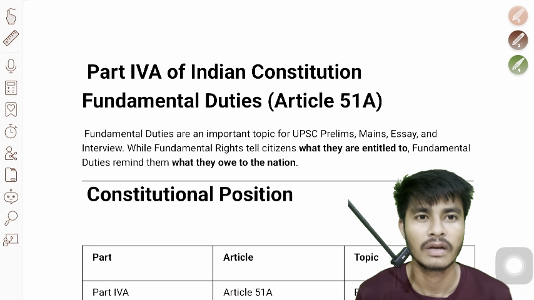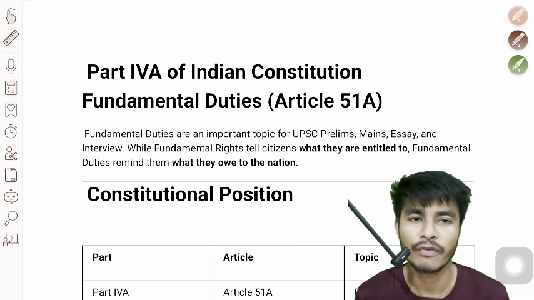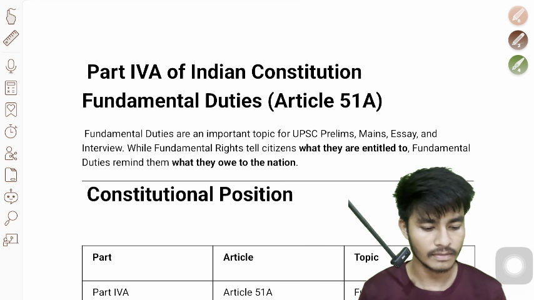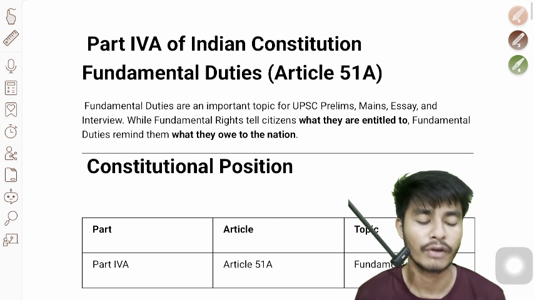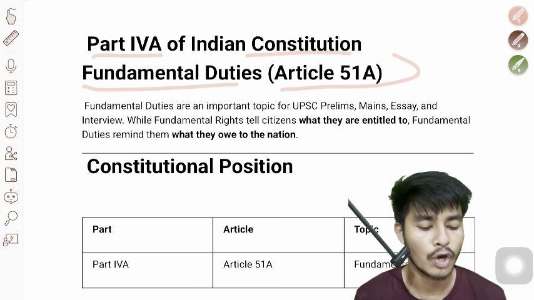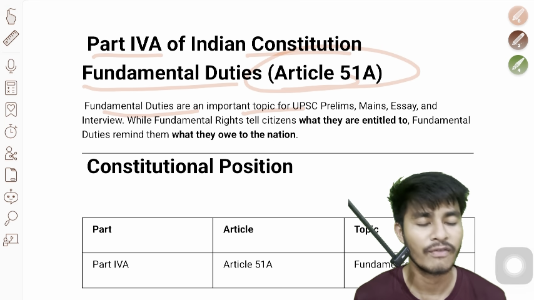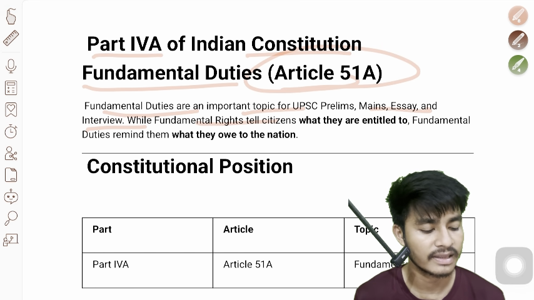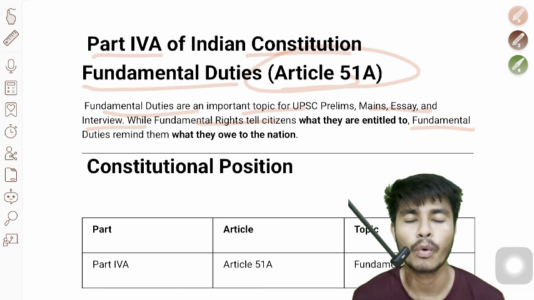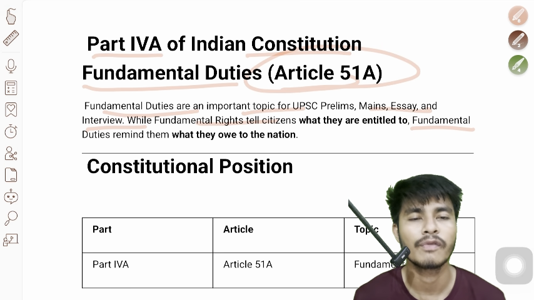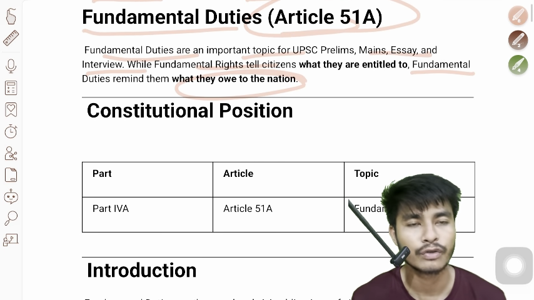Today we'll discuss fundamental duties, Part 4A and Article 51A. So let's begin. Part 4A of the Indian Constitution, Fundamental Duties, Article 51A, are important topics for UPSC prelims, mains, essay, and interview. While fundamental rights tell citizens what they are entitled to, fundamental duties remind them what they owe to the nation. So here is the constitutional position.